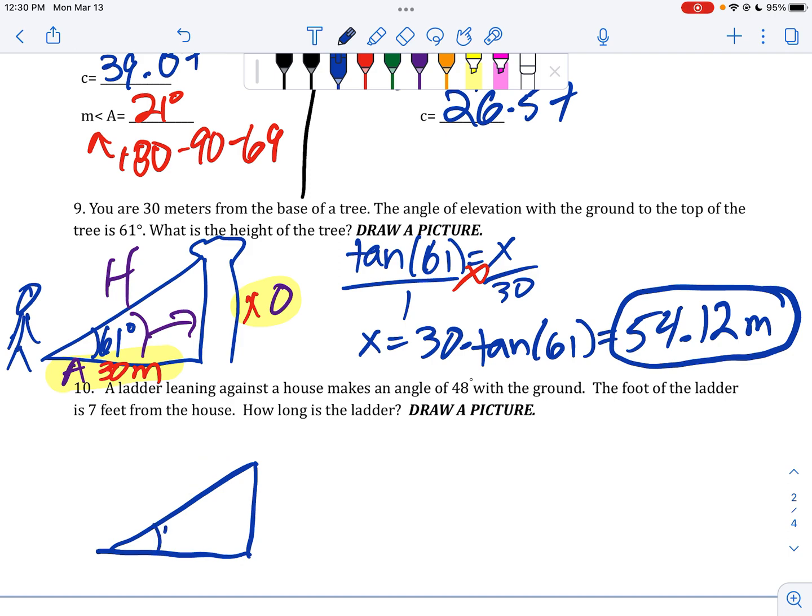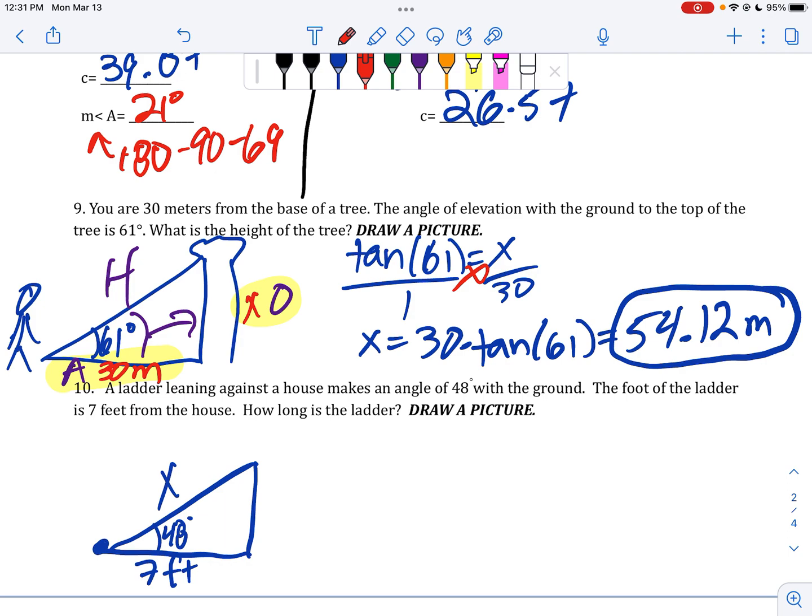If it says a ladder is leaning up against the house at 48 degrees with the ground, so there's my 48 degrees. The foot of the ladder is 7 feet from the house. So the foot of the ladder is going to be down here. So this is going to be my 7 feet. How long is the ladder? So there's my x.